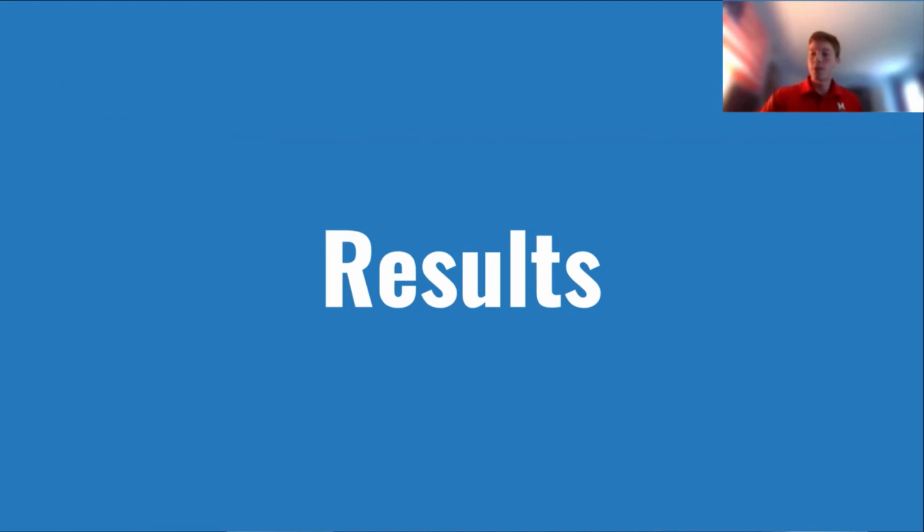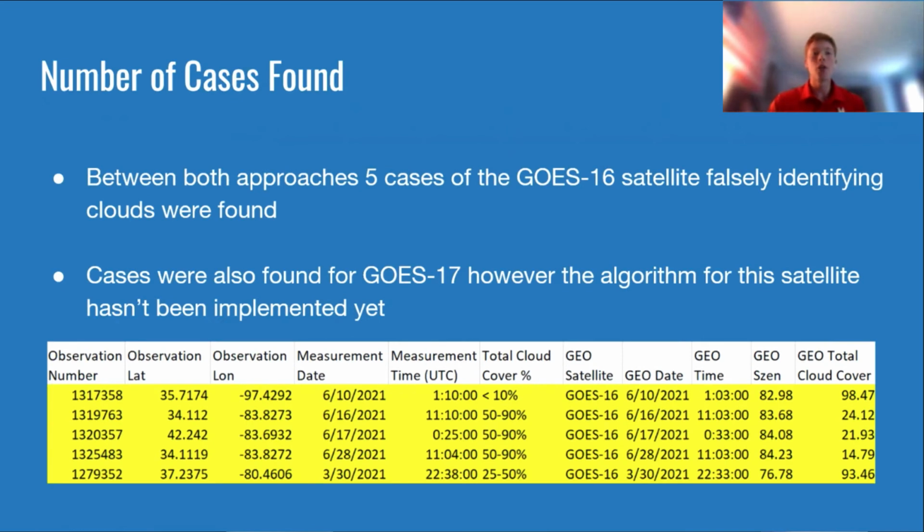All right, so now I'm going to talk a little bit about the results. In total, we found 5 quality cases of the GOES 16 satellite falsely identifying cloud coverage, and there were also a number of cases found for the GOES 17 satellite. However, they haven't been implemented yet. The new algorithm hasn't been implemented for the GOES 17 satellite, but in the future, we will use those cases to help ensure that the new algorithm is accurately measuring cloud cover.